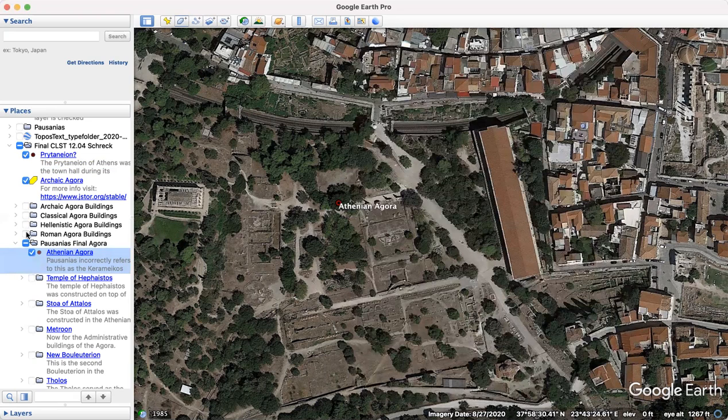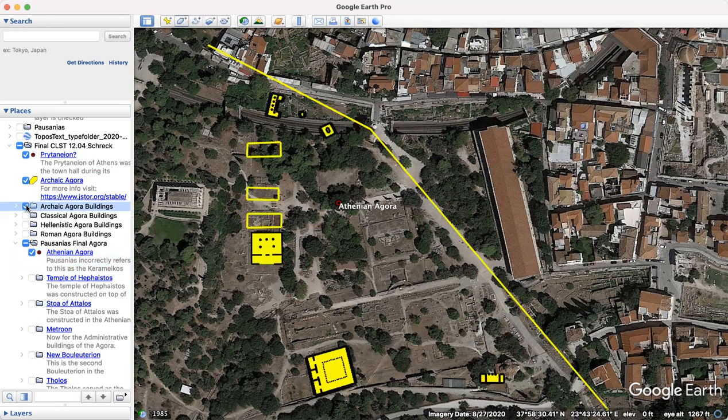Okay, so first I'll be going through the stages of the Agora. The first was the Archaic Agora buildings. This was not the Archaic Agora, but these were buildings built during this period. And I define the Archaic period from the 6th century BC to 480 BC, when the Persian War happened.